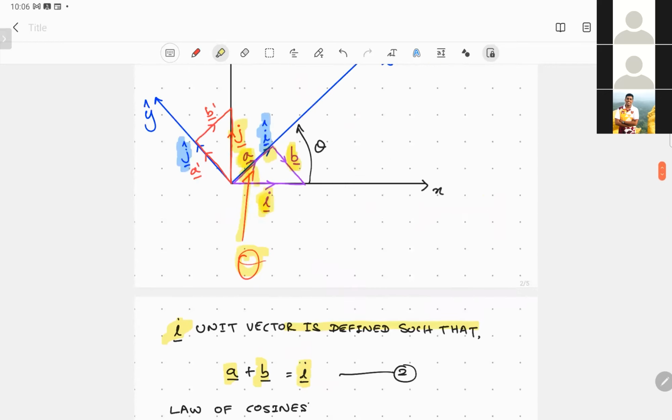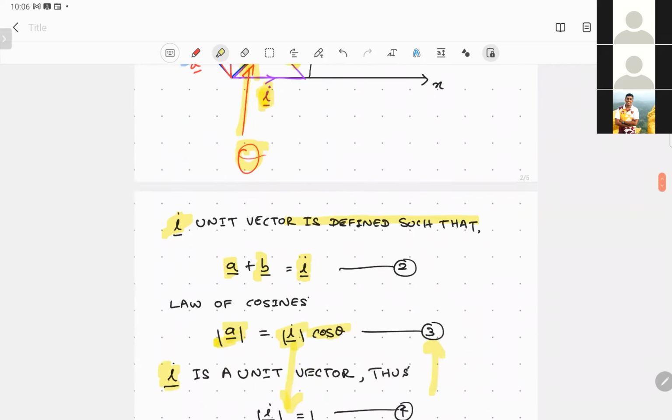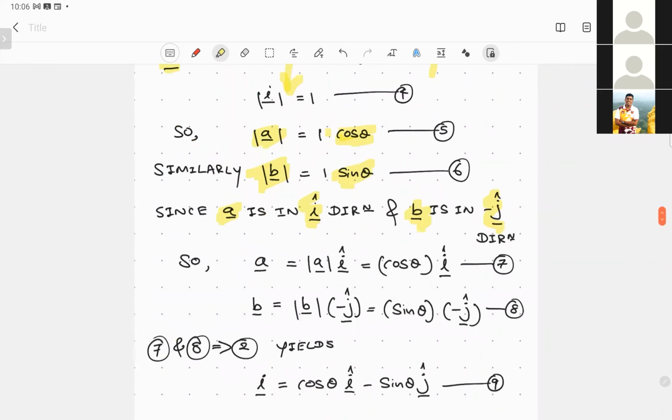A is in the direction of i hat and B is in the direction of minus j hat here. So we can simply write again the vector A using the unit vectors in these directions: the unit vector in the i hat direction multiplied by the magnitude. Since we already know the magnitude of A, which is equal to cos theta, vector A can be expressed as cos theta times i hat.